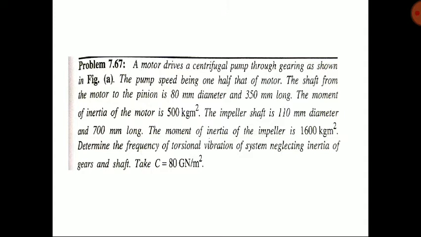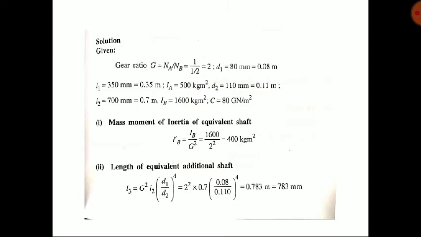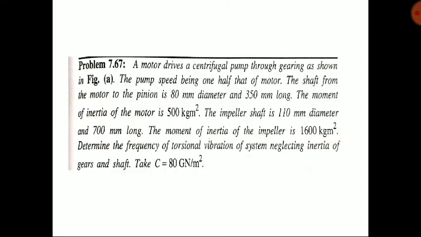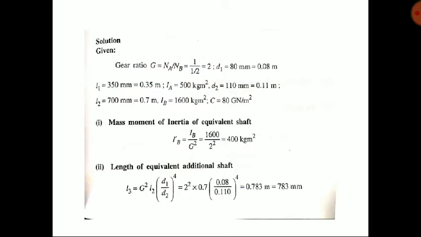So it is a two rotor system. Take C is equal to 80 giganewton per meter square. So these are the different terms given. Gear ratio G is equal to NA by NB. That is, NA by NB means 1 by, here it is given, the pump speed being 1/2 of the motor. So 1 by 1 by 2, so 2. So gear ratio is 2. And D1 is 80 mm, L1 350 mm, IA 500, D2 110, L2 700, IB 1600, C 80 giganewton.